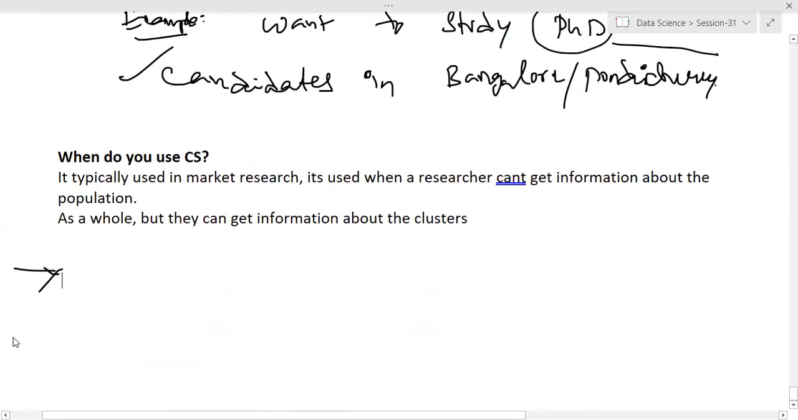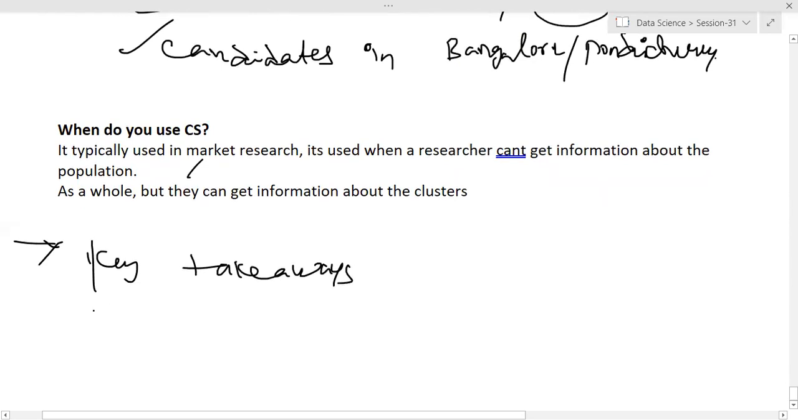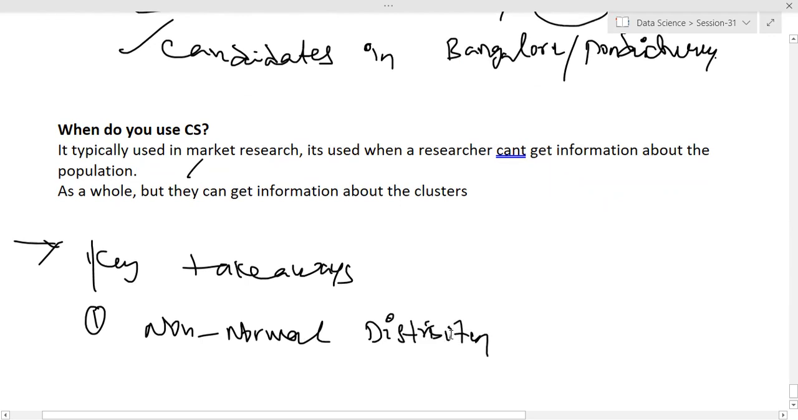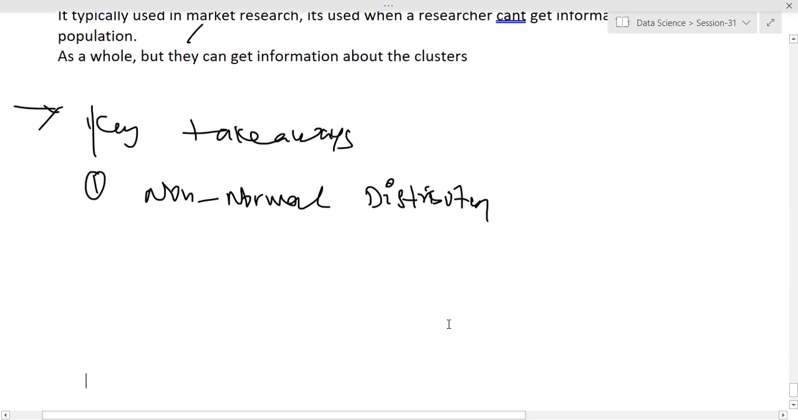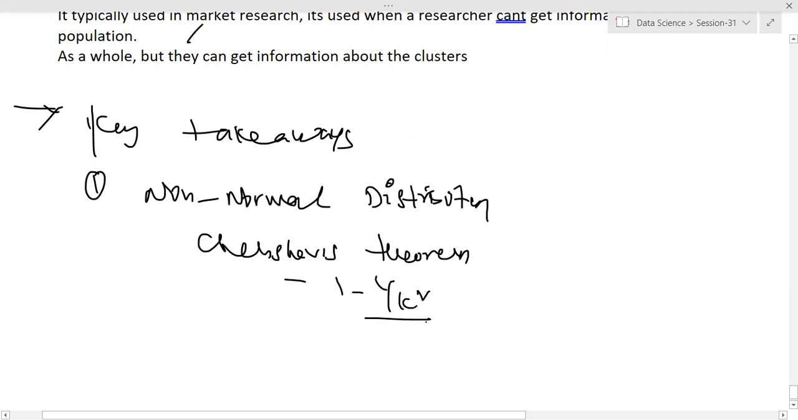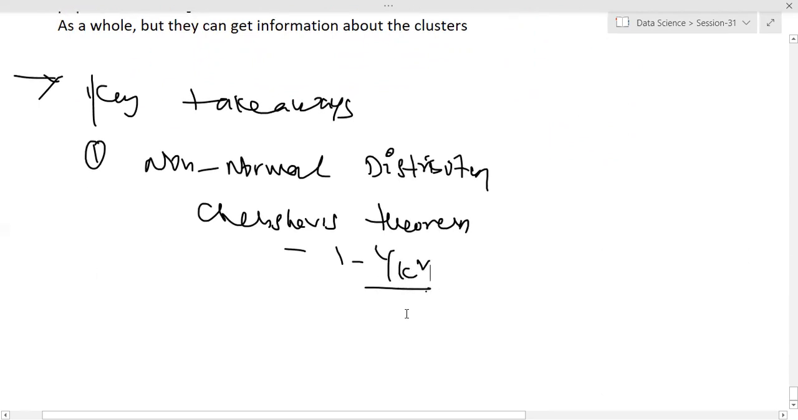Now, can someone help me, friends? What are the key takeaways of the session? We started with the non-normal distribution. What is that formula, friends? 1 - 1/k², Chebyshev's theorem. Chebyshev's theorem, 1 - 1/k². So there we studied how to compute these kinds of things.